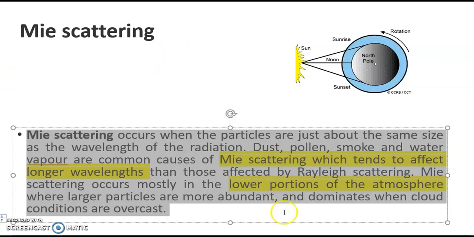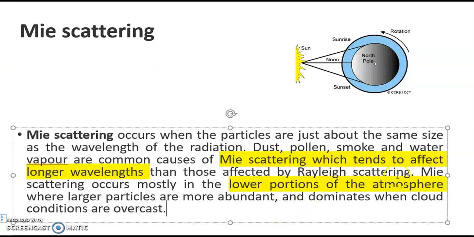Those are affected by Rayleigh scattering. Mie scattering mostly occurs in the lower portion of the atmosphere, where larger particles are more abundant and dominate when cloud conditions are overcast. Alright, so what you have to remember is the type of wavelength and where exactly it happens in the atmosphere. Correct? So this is basically for the lower portions of the atmosphere.